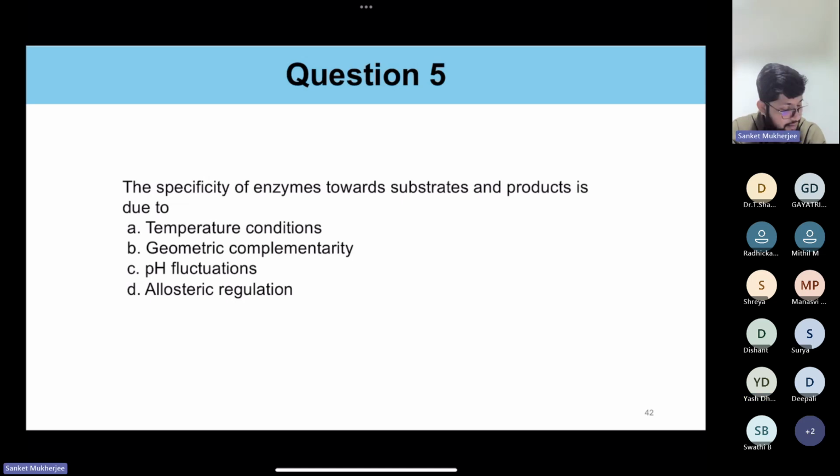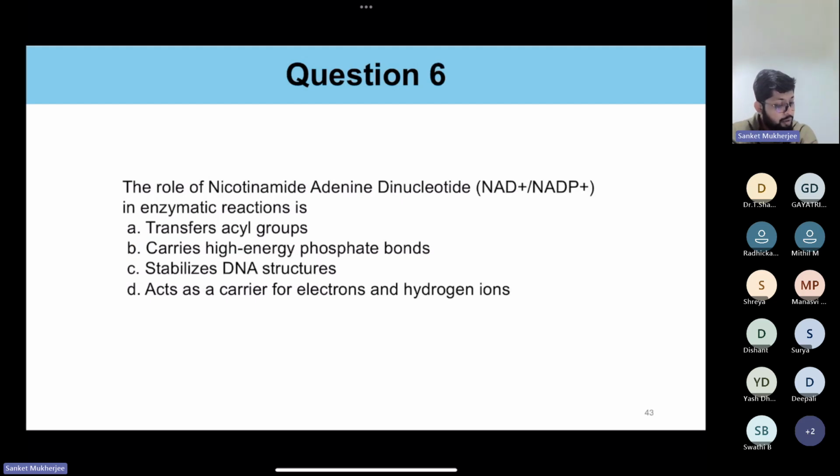Yes. Actually, allosteric regulation will modulate the activity of an enzyme, not regulate its specificity. An enzyme will always remain specific towards its substrate. However, the activity of the enzyme can be reduced or increased using allosteric regulation. Is that clear? Okay, great. The role of nicotinamide adenine dinucleotide in an enzymatic reaction is to transfer acyl groups, or to carry high energy phosphate bonds, stabilize DNA structure, or act as a carrier for electrons and hydrogen ions.